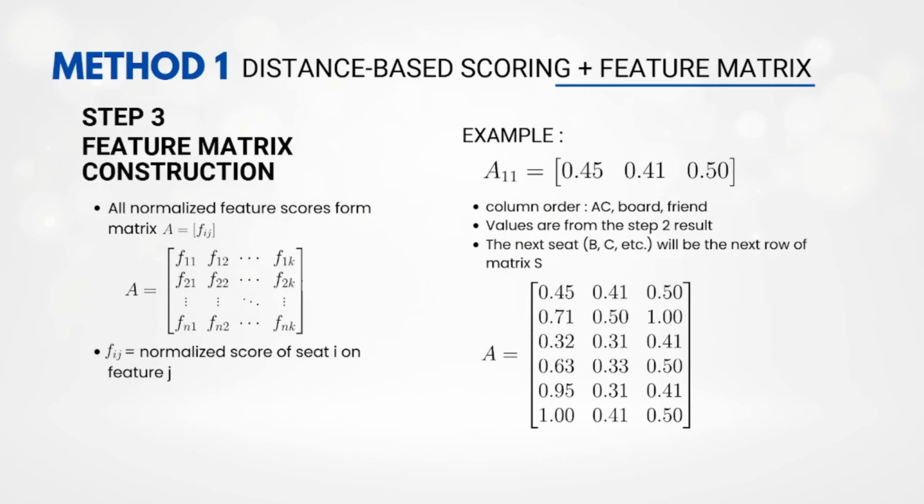Once the feature scores are normalized, we go into step 3, which is feature matrix construction. We organize them into a matrix. In this example, each row of the matrix corresponds to a seat, and each column corresponds to a feature in the order of AC, board, and friend. This feature matrix becomes the mathematical foundation for scoring all seats simultaneously.